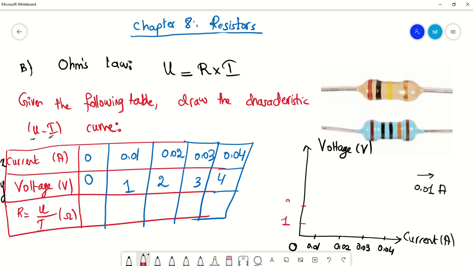1, 2, 3, and 4. So what is the scale I've used here? I used the scale of 1. What is the unit? Volt. Let's try plotting the points.